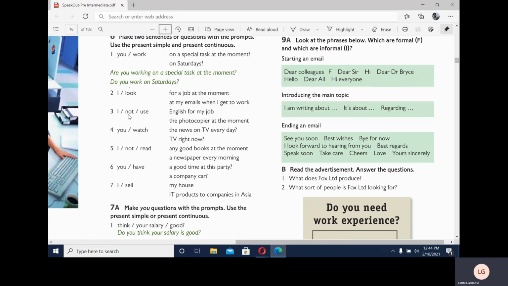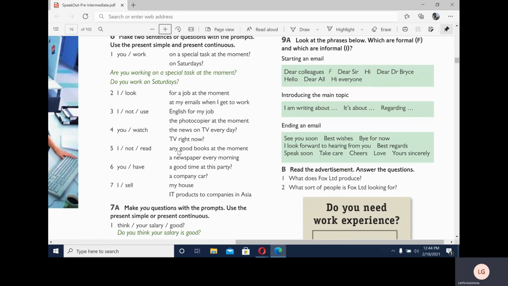And I may say I do not use English for my job, right? And I'm not using the photocopier at the moment. Again, we have at the moment here. We have to use present progressive. And then we have, so do you watch the news on TV every day? Because every day we have to use present simple. And then we have now, we have to use progressive, continuous. So are you watching TV right now?